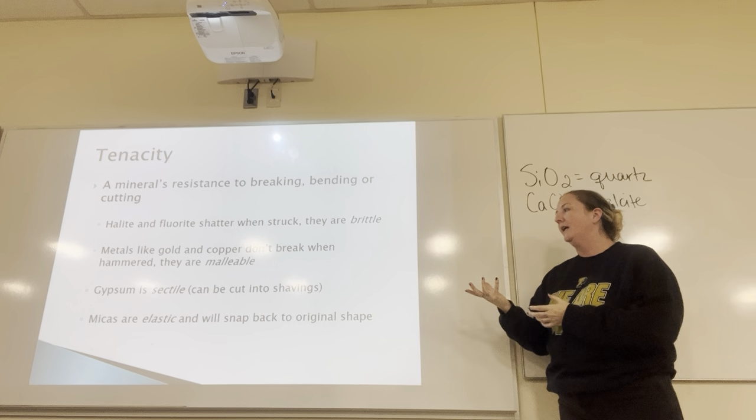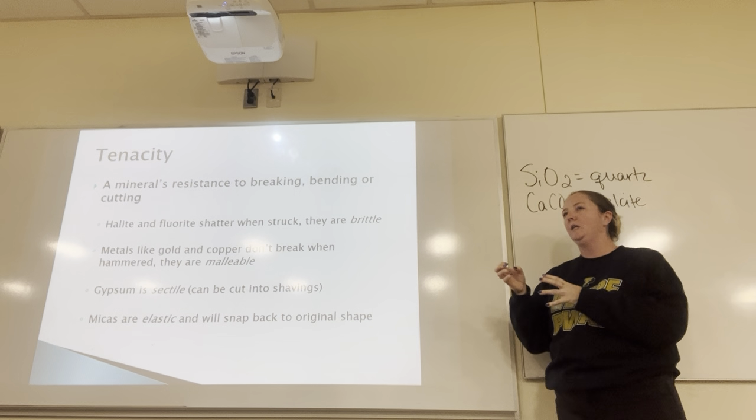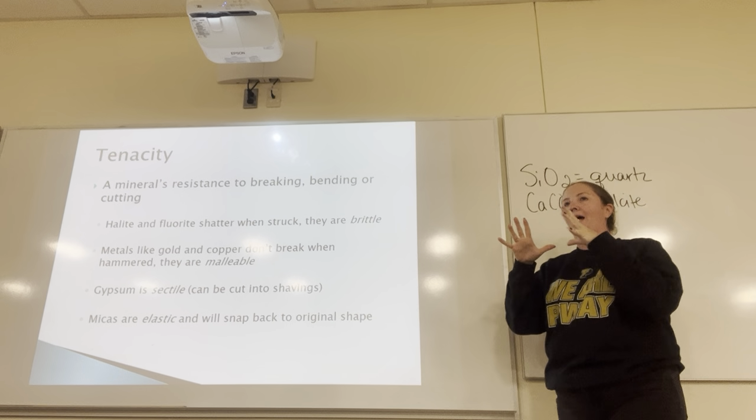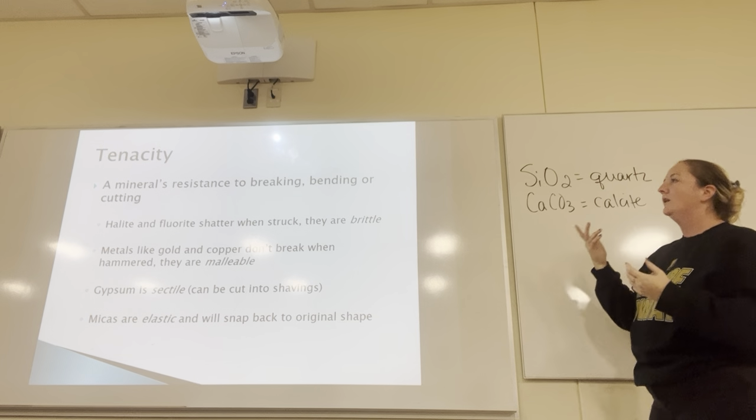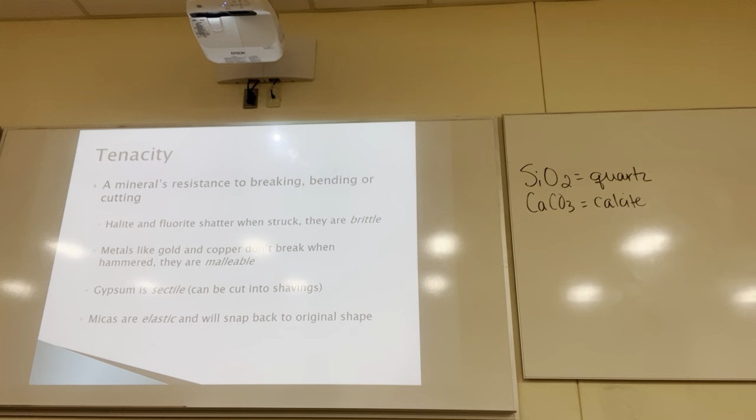And then something like mica is elastic, so it has sort of a flexibility to it. So if you bend it, it will just snap back to its original position. So all of those are kind of ways that we could describe the tenacity of an object. We're not going to do that too much in the lab, but again, that's for your information.